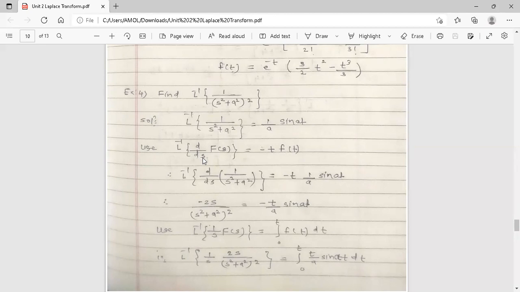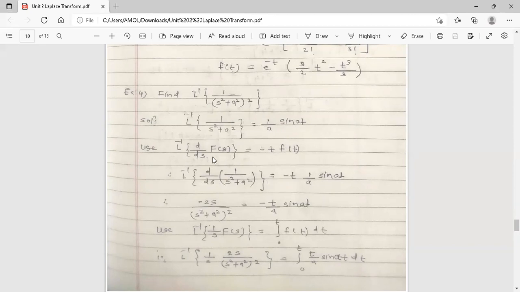we use the property of derivative in Laplace transform: the inverse Laplace transform of the derivative of the f of s term is equal to nothing but minus t into f of t. This is the property of Laplace transform, the property of derivative in Laplace transform. Okay. So what is your f of s? F of s is here 1 upon s square plus a square. So write it in place of f of s: the derivative of 1 upon s square plus a square is equal to minus t into f of t. Minus t into f of t is here 1 upon a into sin a t.